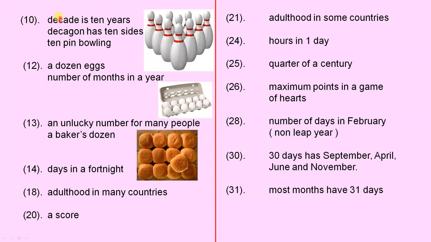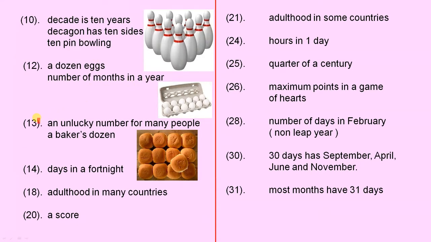10, the number 10. A decade is 10 years. A decagon has 10 sides. In 10-pin bowling, there are 10 pins. The number 12, a dozen eggs. The number of months in a year is 12.